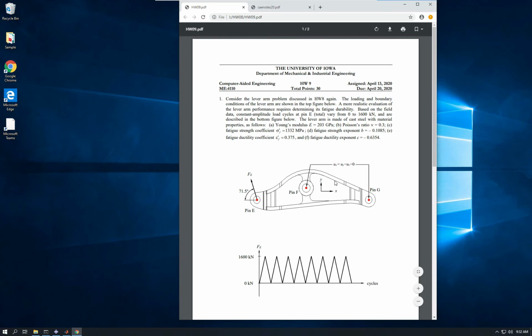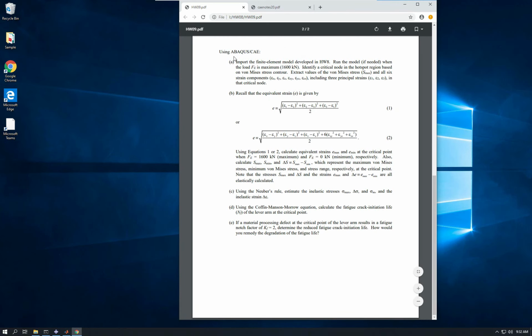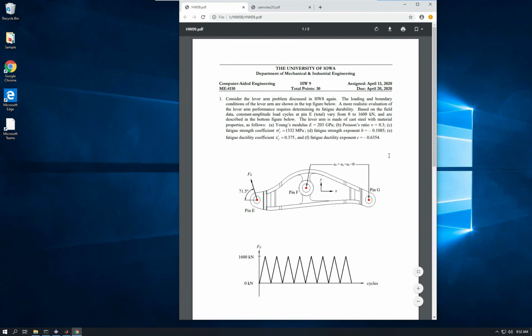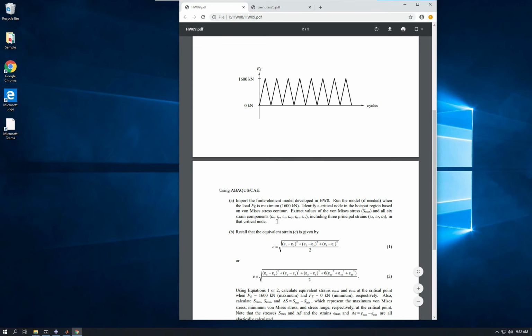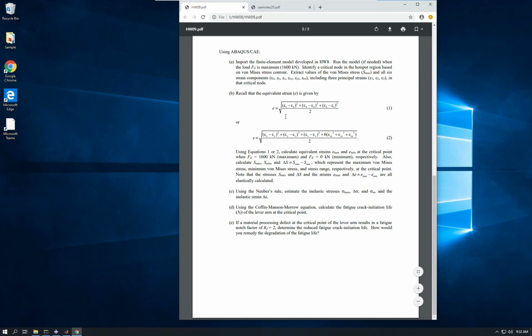This time, it is subject to this cyclic force. It starts from 0 up to 1600 and goes down. And based on this information and the cyclic loading, a series of quantities is asked from you to calculate. So what we're going to do first, in the first section, is get your strain values from this minimum and that maximum load, and then continue your calculations.